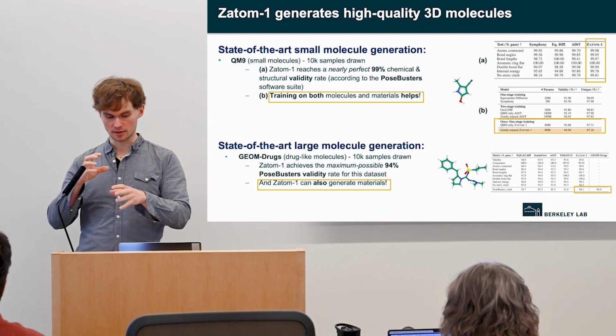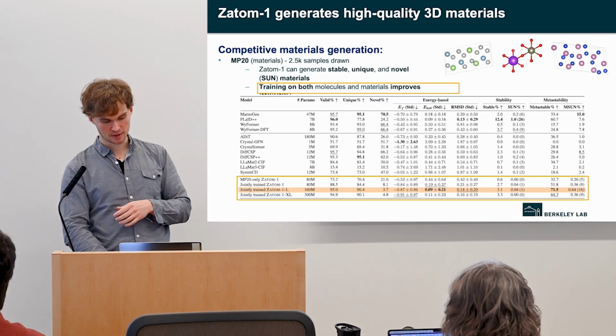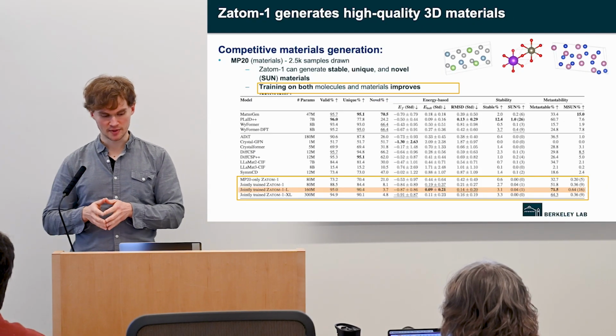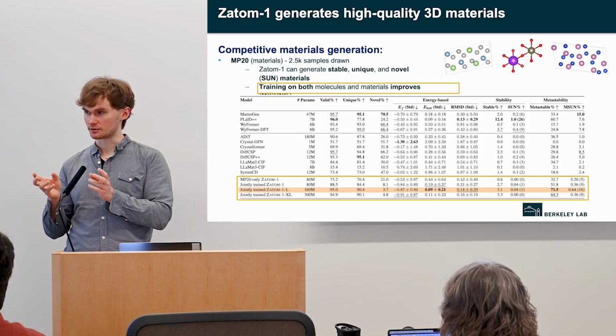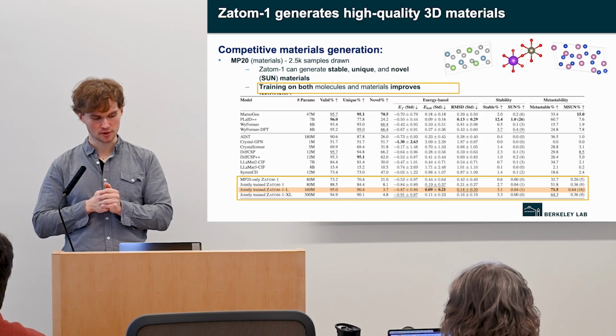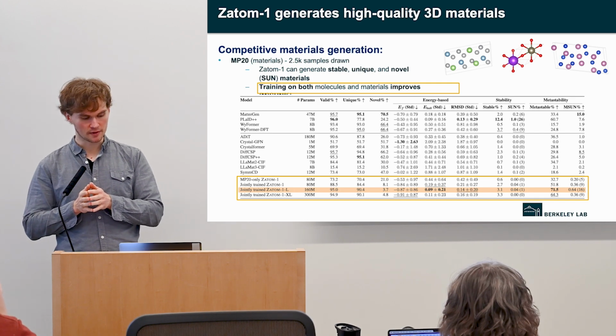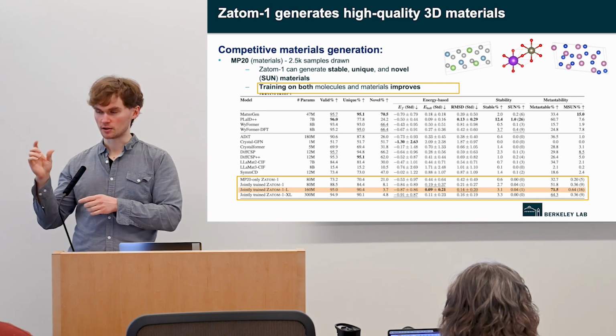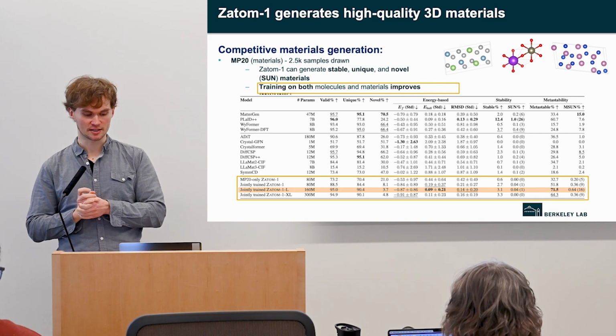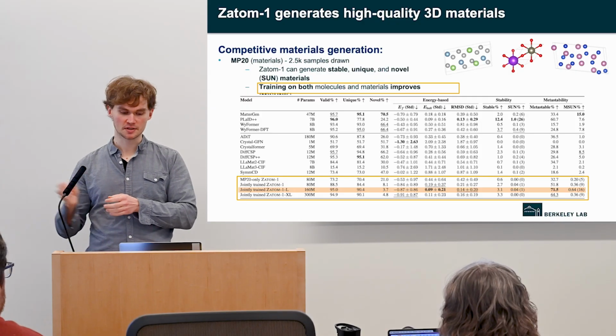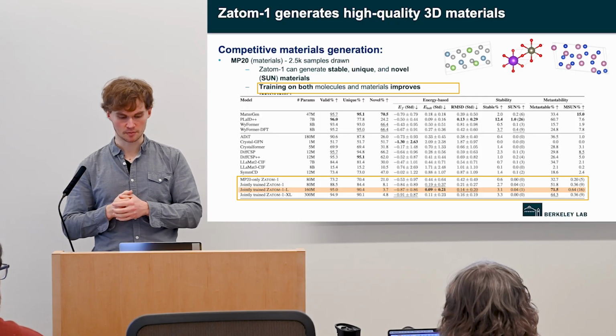What's cool, though, is this model can not only generate molecules, but it can also generate materials. So in this slide, I'm showing results for material generation as well. There's this new benchmark called MatGenBench that we evaluate our ZATA-1 model on. And basically, what we find is that training on both molecules and materials, once again, helps us generate new materials better than training on just materials during pre-training.